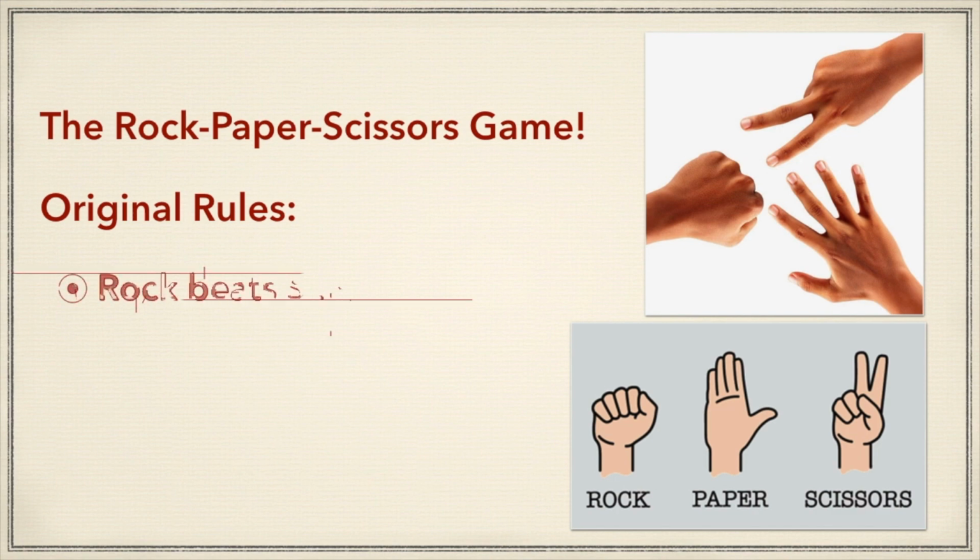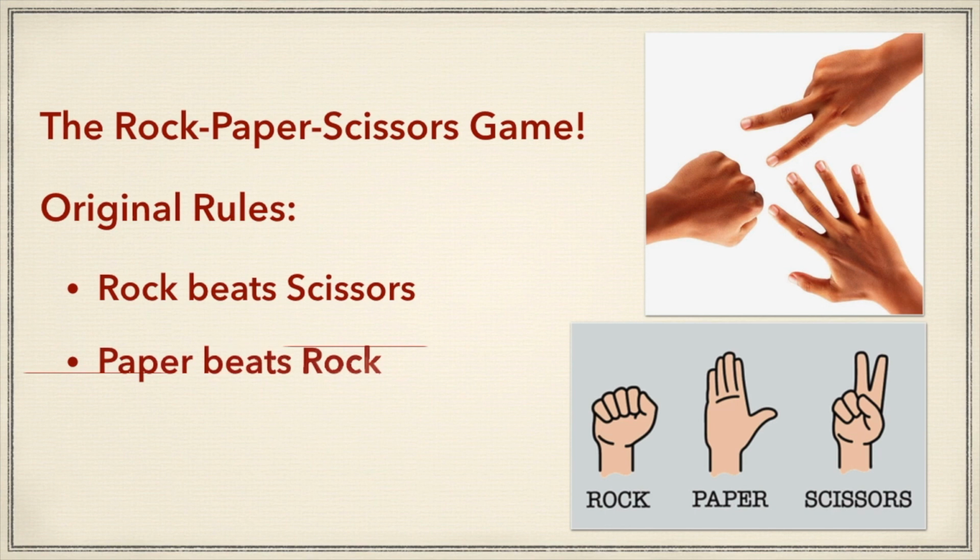Rock wins over scissors, maybe because it can blunt or smash it. Paper wins over rock because it can wrap over the rock. And scissors wins over paper because it can cut paper. And if the two symbols are the same, it's a draw.